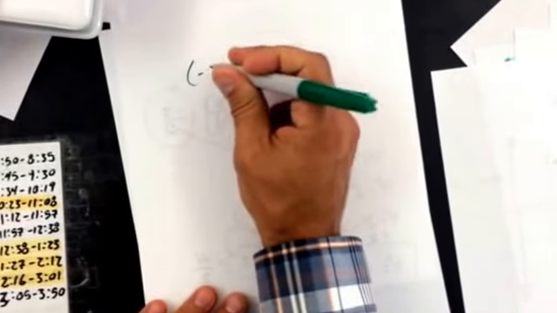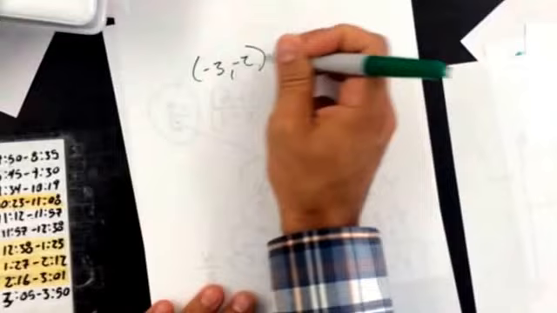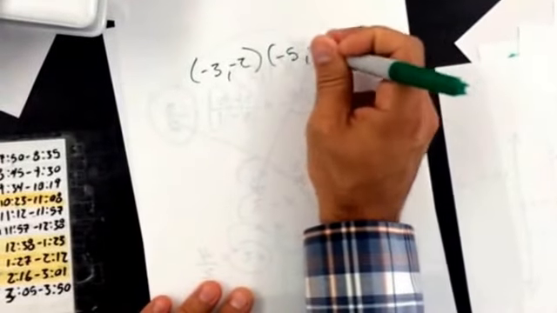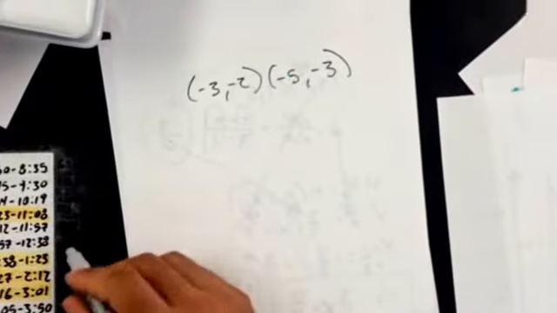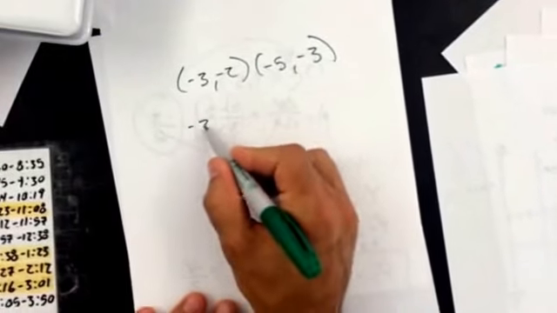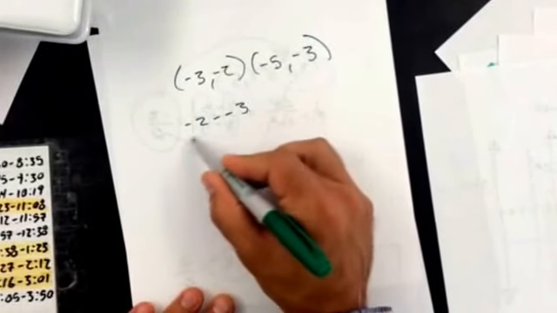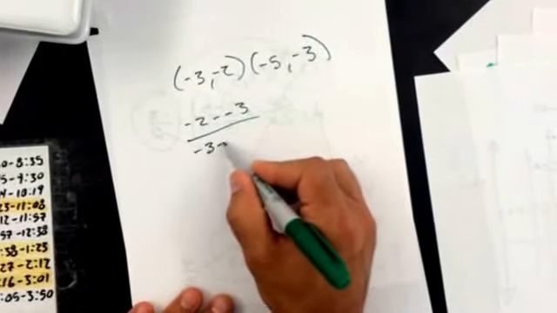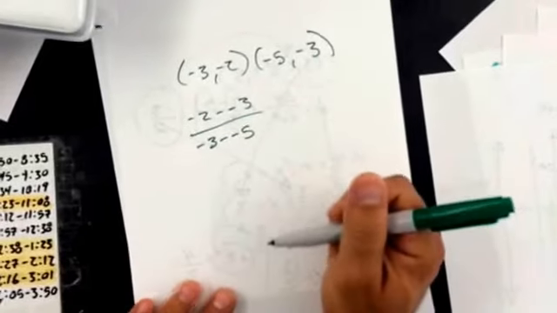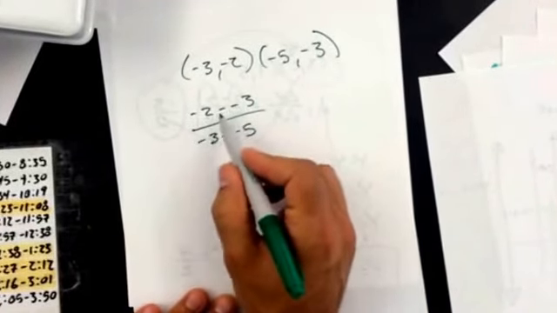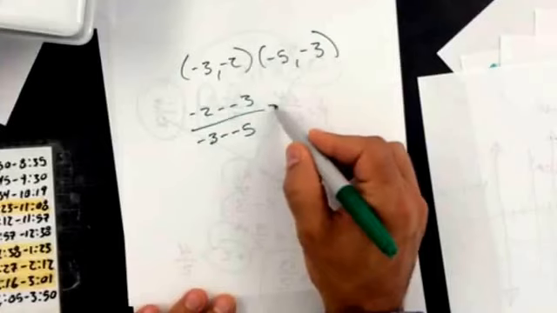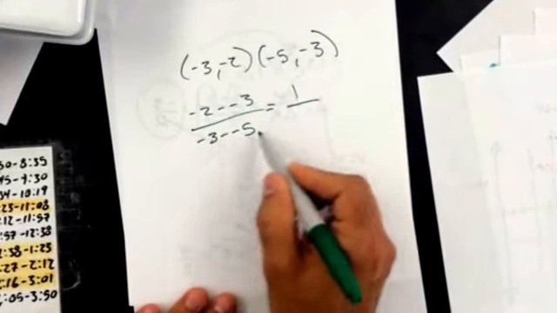People sometimes get tricked when they have negative values in there, so I'm going to do one with negatives. Remember, change in y, so negative 2 minus negative 3 over change in x, negative 3 minus negative 5. Minus a negative becomes plus, so negative 2 plus 3 is 1. Negative 3 plus 5 is 2. I have a slope of 1/2.